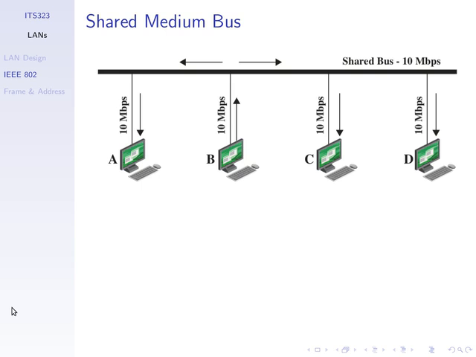I think we just covered this here. On average, each station gets 2.5 megabits per second, even though they can transmit at 10 megabits per second, at sometimes they're not transmitting anything. So they're transmitting at zero for some period of time.